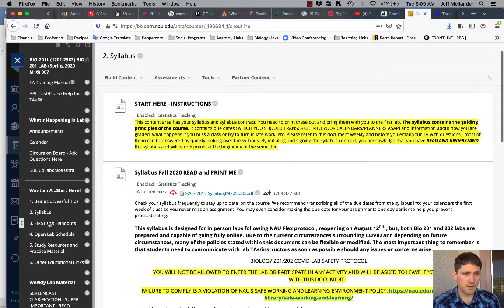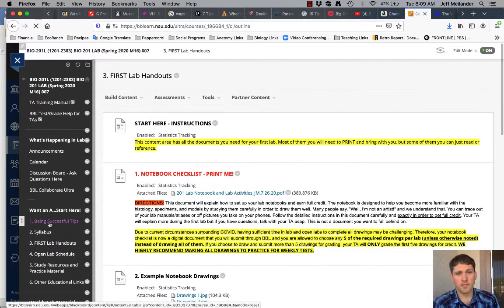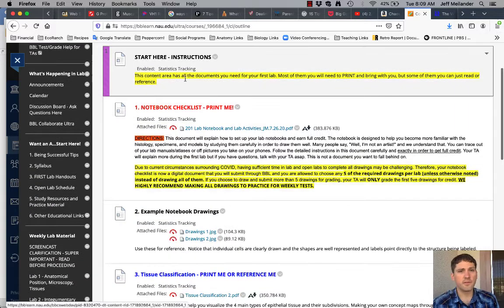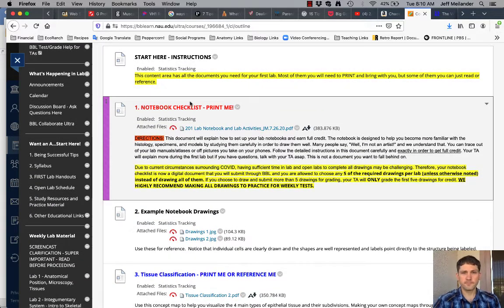Okay, then first lab handouts. Again, a set of instructions, and then our notebook checklist. In the past, we have always required that students buy a lab composition notebook, and then they follow our notebook checklist. They make drawings, they make circles, they make a table of contents, and they put their drawings in there.